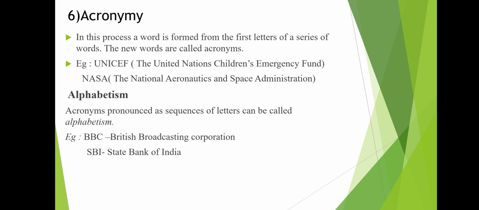Alphabetism is when acronyms pronounced as sequences of letters can be called alphabetism. For example, BBC, British Broadcasting Corporation. Here we do not pronounce it as a word, but we spell it out letter by letter, BBC. British Broadcasting Corporation, SBI, State Bank of India. It is different from acronymy, but it is related to acronymy. So that is alphabetism and acronymy.